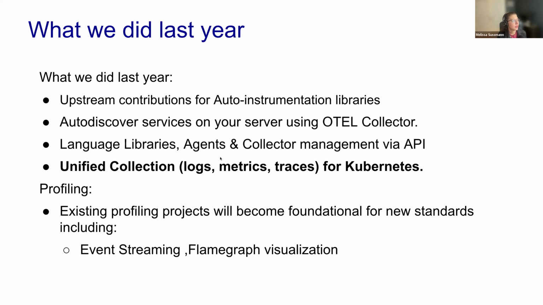This is just what we did last year, just to highlight. So upstream contributions for auto instrumentation libraries, auto discovery of services on your server using the OTEL collector, languages and libraries, agents and collector management via APIs, which is always really good. And then of course, this is in bold. We finally did unified collection with logs, metrics, traces for Kubernetes, and then profiling.